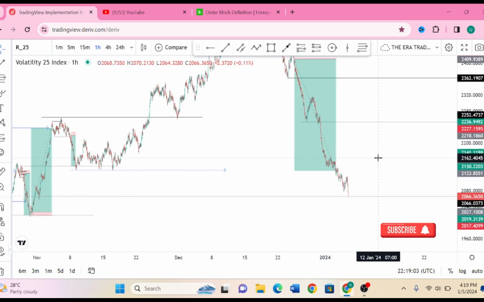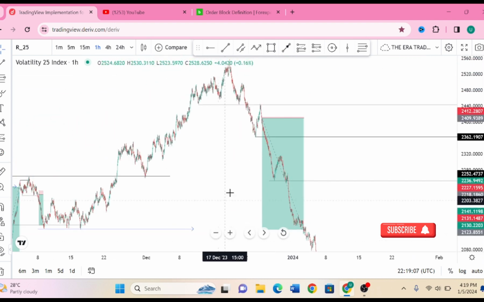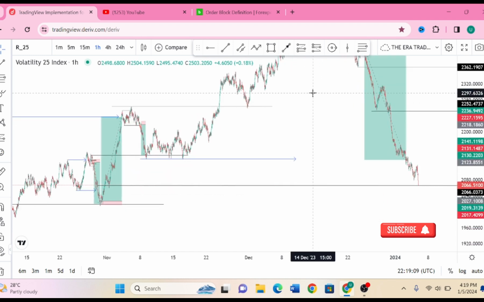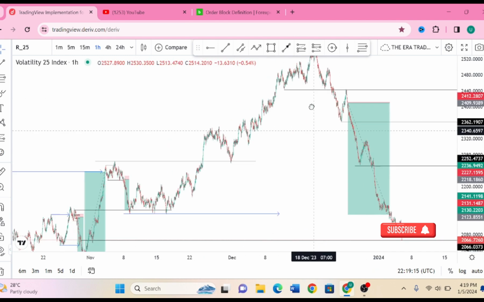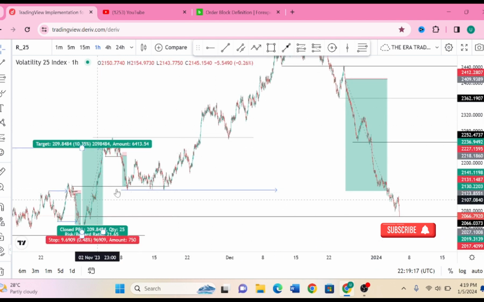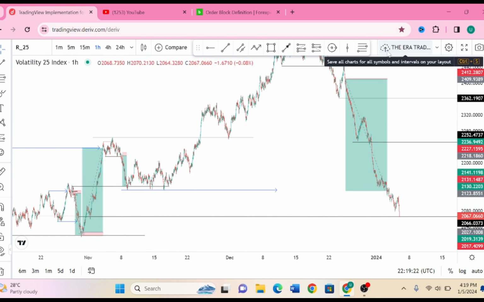So you can see that it's still going down, it's still going down. Basically, these things work pretty well. Once you can identify a liquidity level and you see a reversal pattern, you can trade into that liquidity level, taking out these buyers.